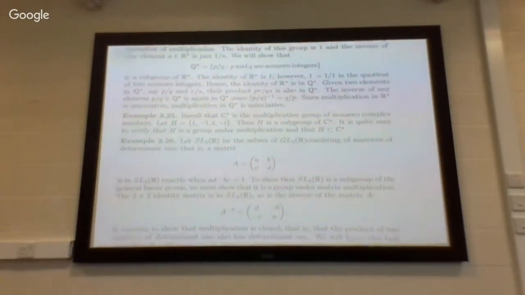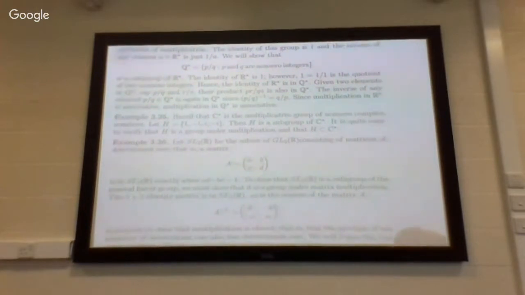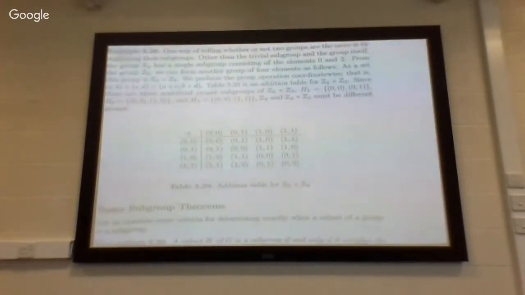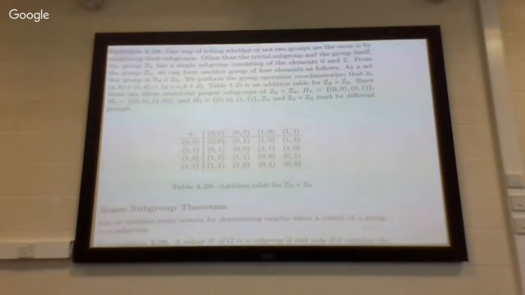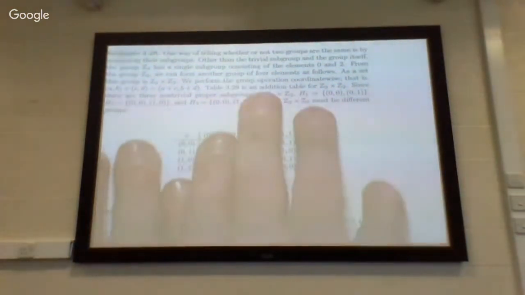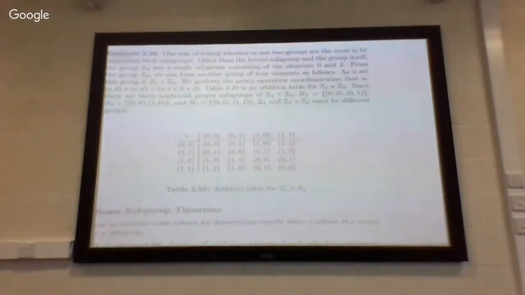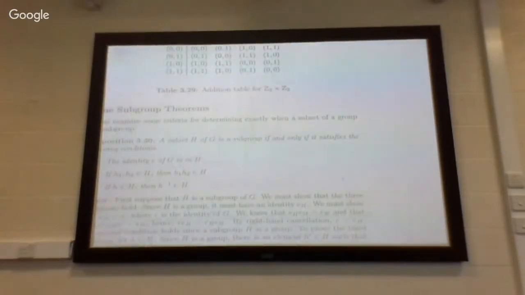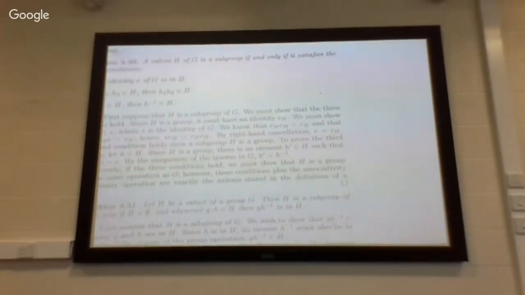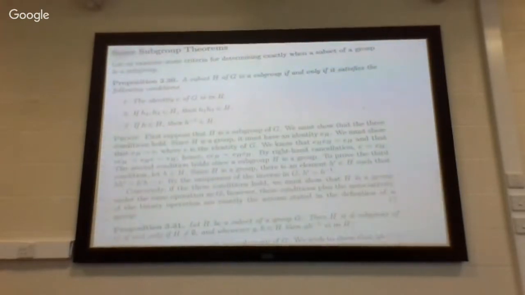There's other examples there that you should read through. Any questions about just the notion of a subgroup, the definition? So it's familiar to you from practice with subspaces. I think I made that point in the group reading notes. But we look at these subgroup theorems.